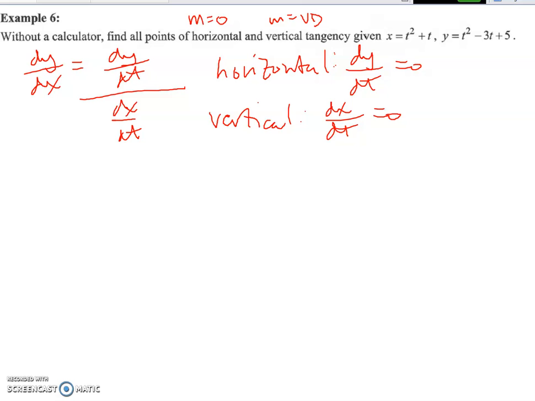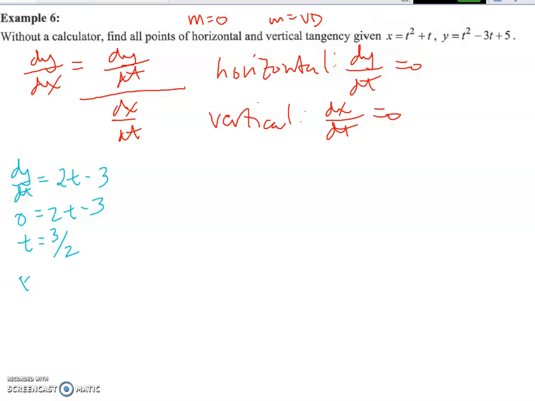So first, let's find dy dt. Using just the power rule, dy dt is going to equal 2t minus 3. We're going to set that equal to 0, and so we get a t value equaling 3/2. Now what we need to know is, when t is equal to 3/2, what does x equal? And when t is equal to 3/2, what does y equal?